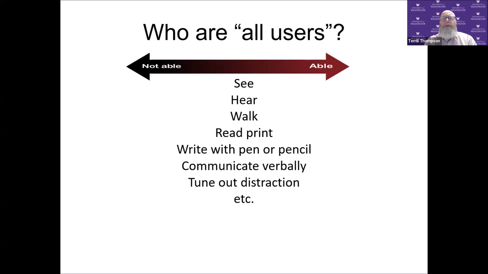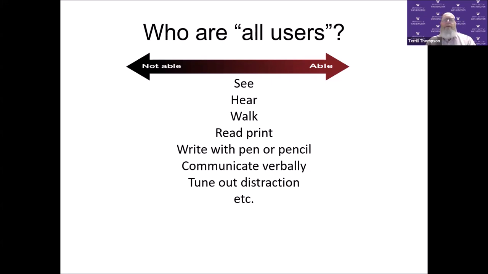And where somebody falls on this continuum depends on what function we're talking about. So if we're talking about the ability to see, some people have 20/20 vision. I don't. Very few actually have 20/20 vision. Some people have no vision. Most people fall somewhere in between. And many of us, like myself, need assistive technology, in my case, a pair of eyeglasses that give me better vision than I would have without this assistive technology.